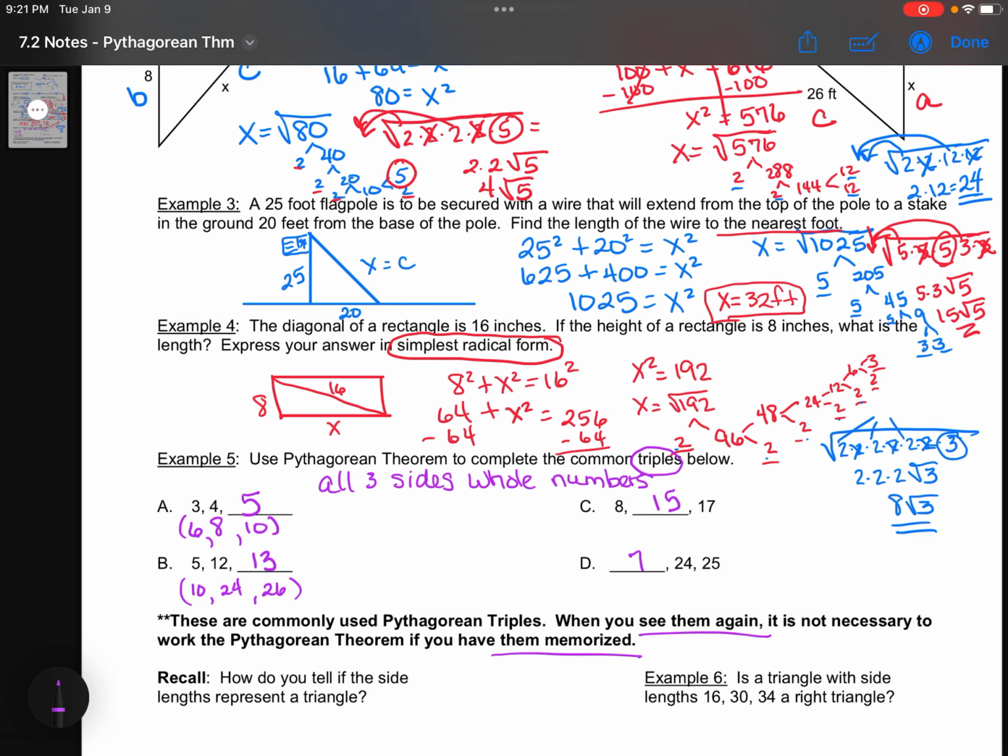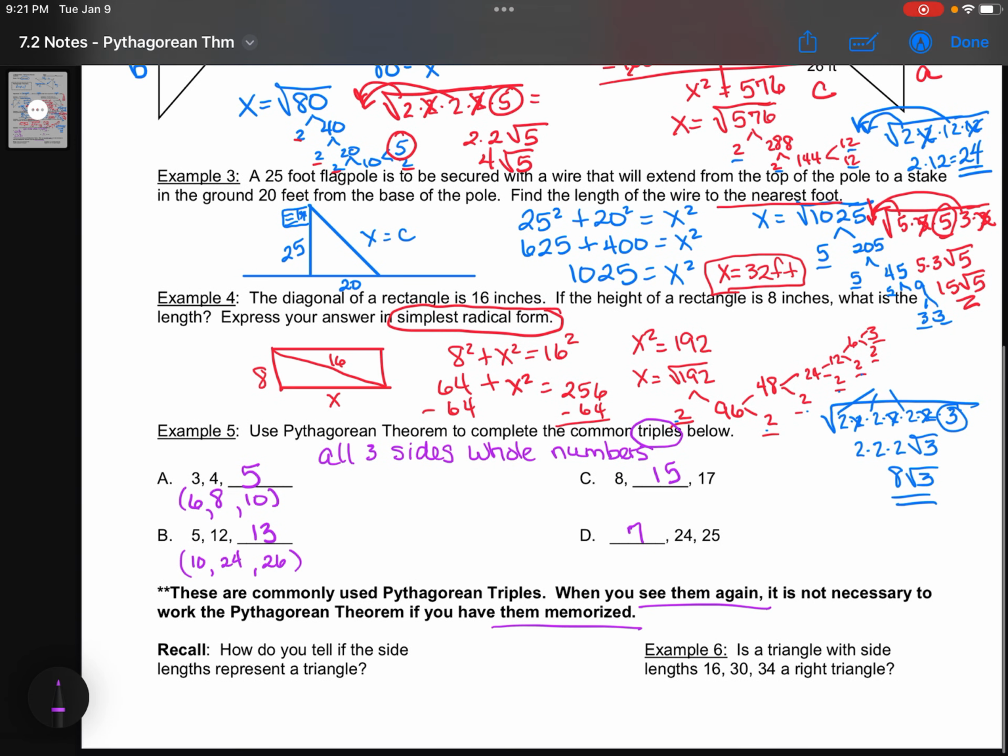Okay, those are common triples. If you see them, you should be able to do them without working it out. 3, 4, 5 is the easiest one to see because you can also work it out in your head.